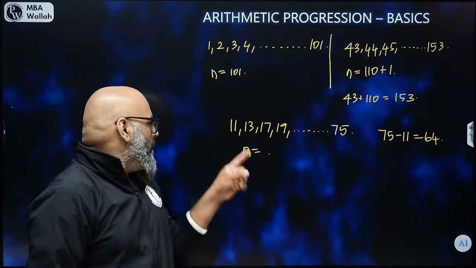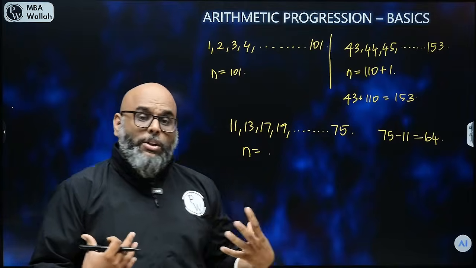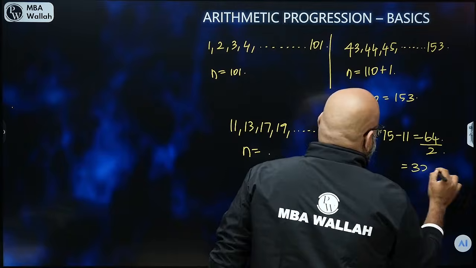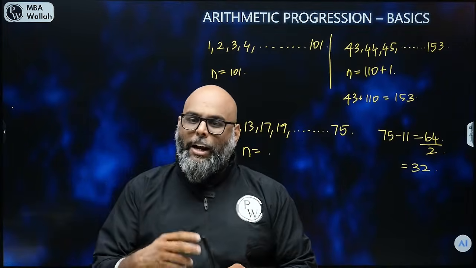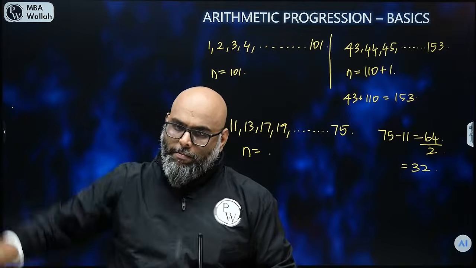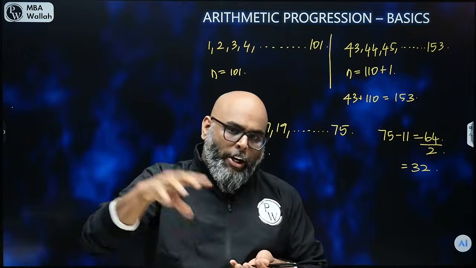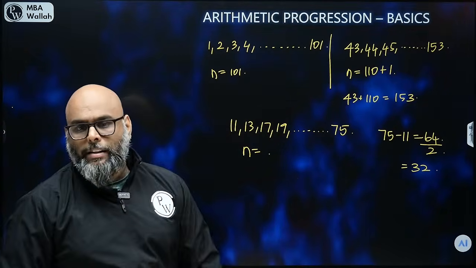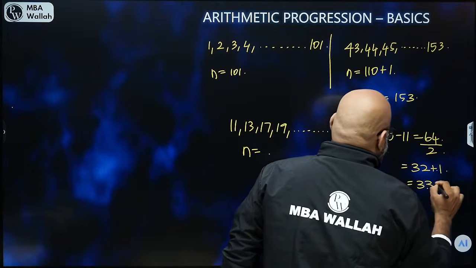Why is it 2? Because my common difference here is 2. So the 64 was attained by adding 2, 32 times, correct? You got the 64 by adding 2, 32 times. Brilliant. So you are telling yourself, I added 2, 32 times. But once again, you notice that you have to add this 11 here. So plus 1, that is 33 terms.